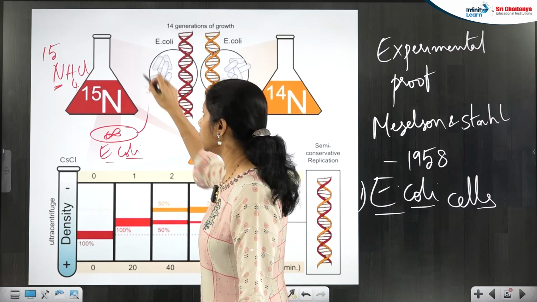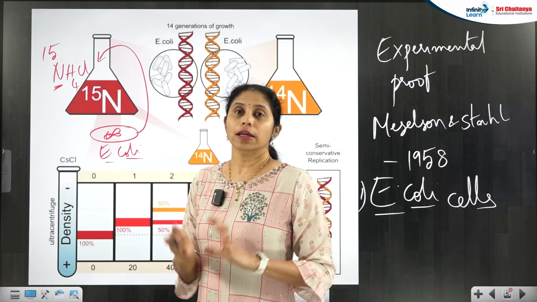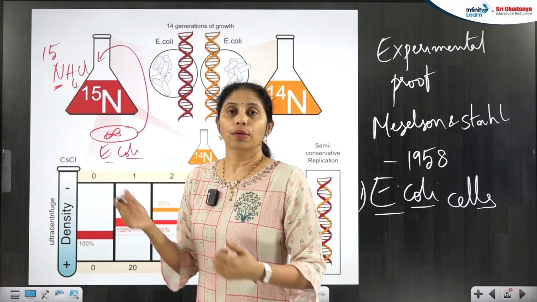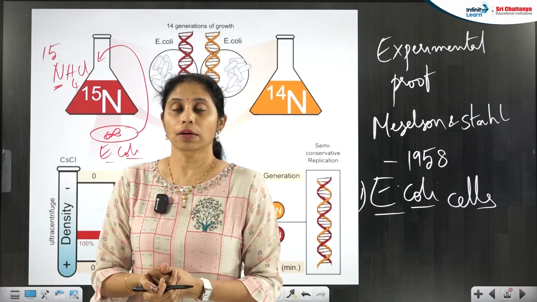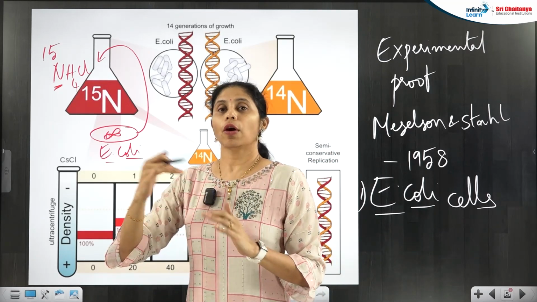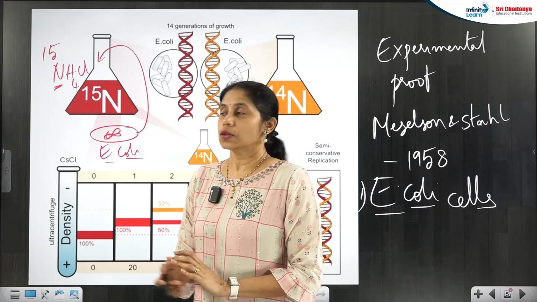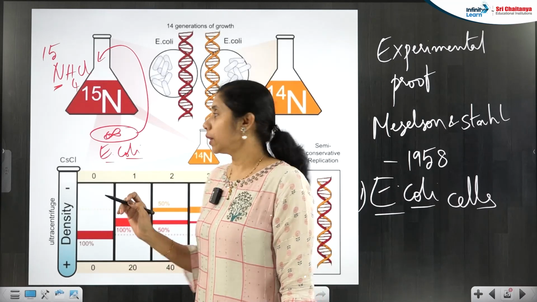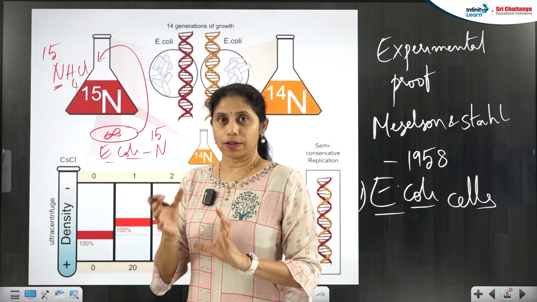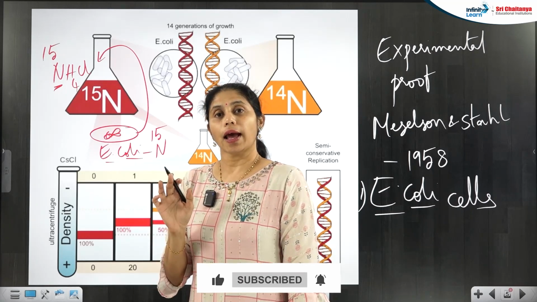Now this E. coli is kept in this flask to grow for many generations. They collected the E. coli cells, and wherever nitrogen is there, it has N15. In the DNA, nitrogen bases have nitrogen, so wherever in the E. coli cell nitrogen is there, the normal nitrogen got replaced by the non-radioactive heavy isotope N15. So now these E. coli cells are totally labeled with N15. By this first step, they got E. coli cells where all the DNA has N15.